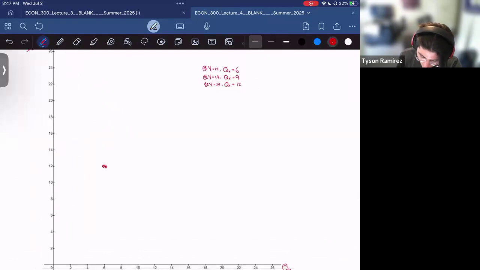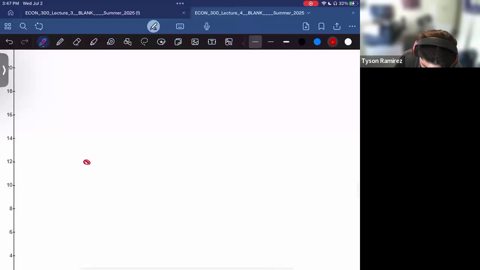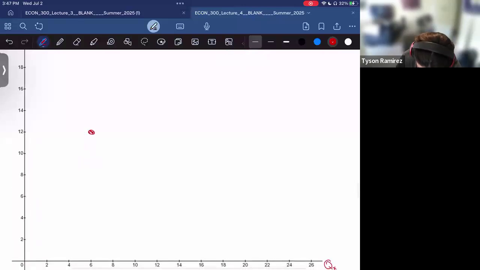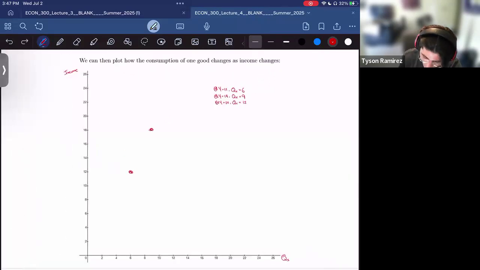And then when y is equal to 18 and x equals 9, then I have something like this. Is pretty good. Yeah, that's where I want it. There we go. And then lastly, at an income level of 24, we saw that the quantity of X demanded was 12.